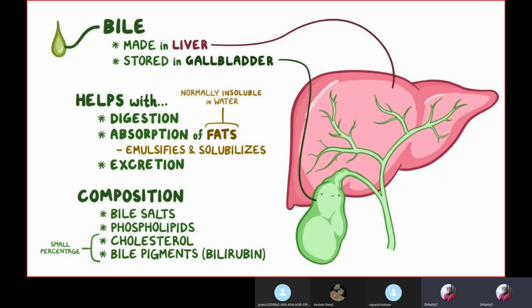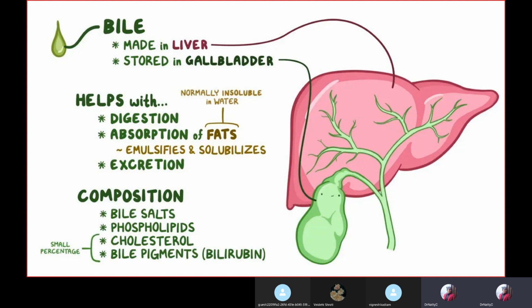Now, what does this bile liquid contain? It contains bile salt, phospholipids, and a small amount of cholesterol and bile pigments. So remember, bile pigment is a component of bile. Bile is a liquid which contains both bile salts as well as bile pigments. Now comes the confusion. Bile as a whole is made in the liver. But when you split up the composition, bile majorly comprises bile salts, but it also has a small percentage of bile pigment.